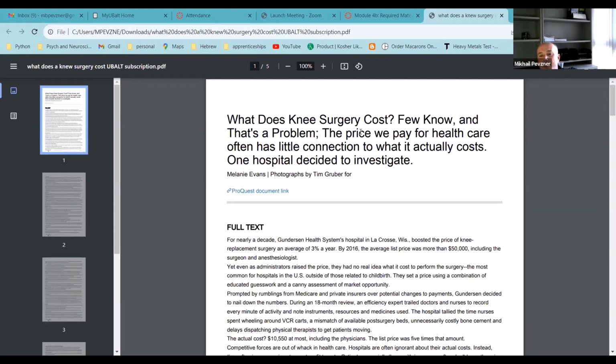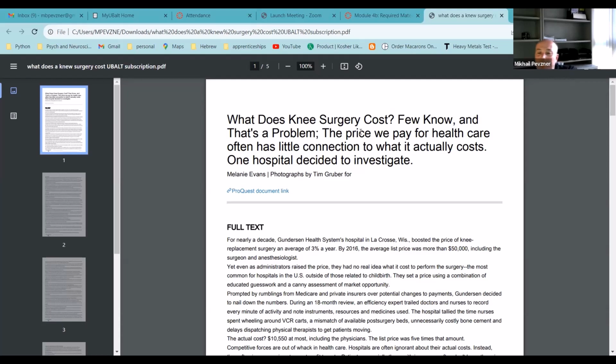By 2016, the average list price was more than $50,000, including surgeon and anesthesiologist. Well, on one hand, you could think $50,000 is not that bad. Knee surgeries are pretty complicated, right? And they can have very serious consequences if done improperly. So maybe $50,000 is not so bad.